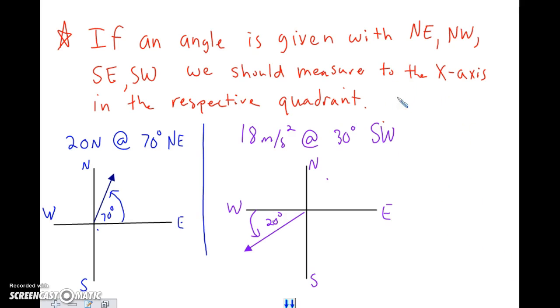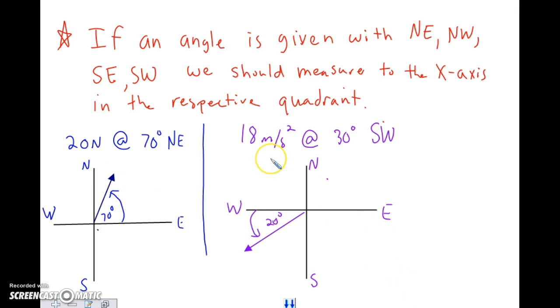Probably the most common way I use is dealing with these examples here. A lot of times we attach northeast, northwest, southeast, and southwest to lock us into exactly what quadrant we're in. In that case, looking at this example, 20 newtons at 70 degrees northeast, you could see northeast would link to quadrant 1. When we're given things such as northeast, northwest, southeast, southwest, we should measure from the x-axis in that particular quadrant. So 70 degrees northeast would be 70 degrees from the x-axis in that quadrant.